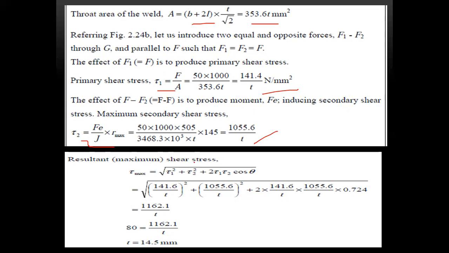The resultant maximum shear stress tau max is equal to the root of tau 1 square plus tau 2 square plus 2 tau 1 tau 2 cos theta. That is equal to this one. That implies this one. T finally is equal to 14.5 mm.